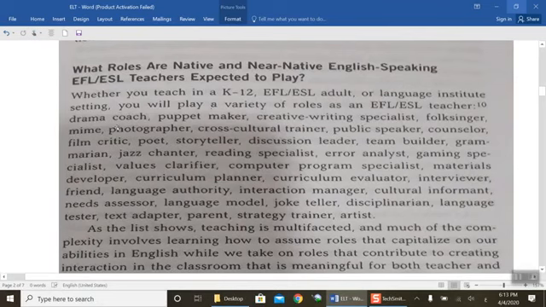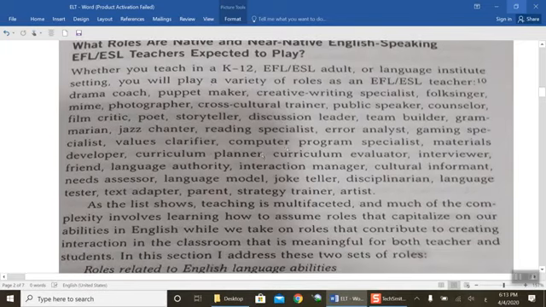How many roles? For example, drama coach, puppet maker, creative writing specialist, folk singer, mime, photographer, cross-cultural trainer, public speaker, counselor, film critic, poet, storyteller, discussion leader, team builder, grammarian, jazz chanter, reading specialist, error analyst, gaming specialist, values clarifier, computer program specialist.